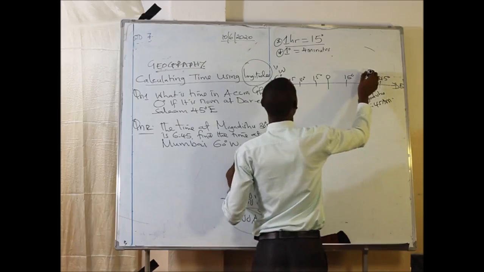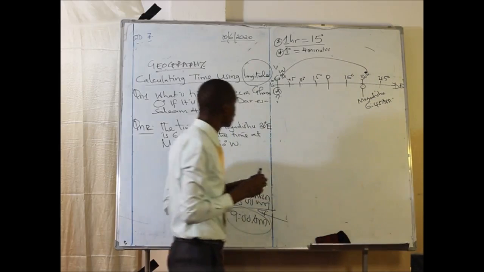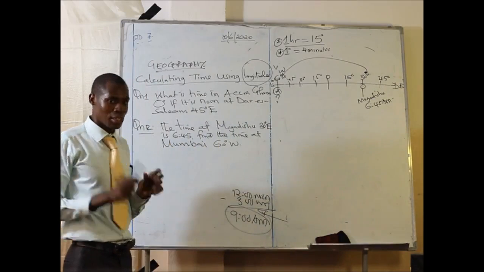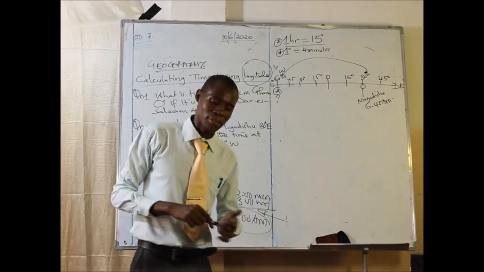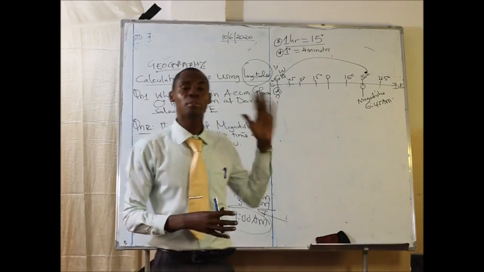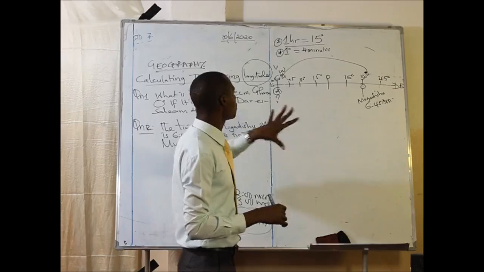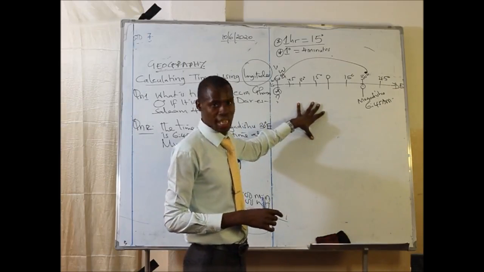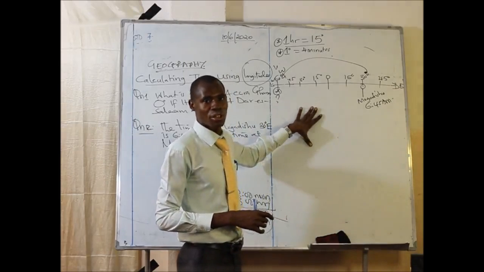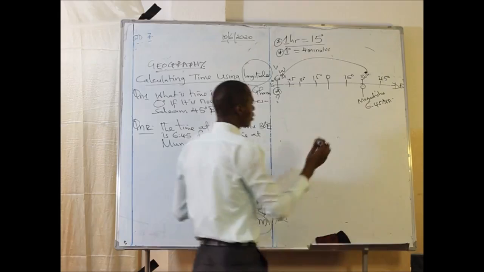So this person will move all the way from 30 degrees east up to 60 degrees west. And remember what I told you the last time, that when we are moving from east towards the west, we lose time. So the same case here, we are going to lose time. So that means that we are going to count.